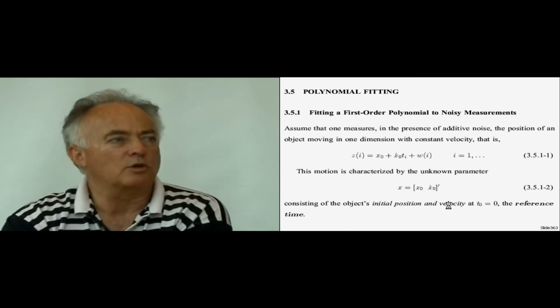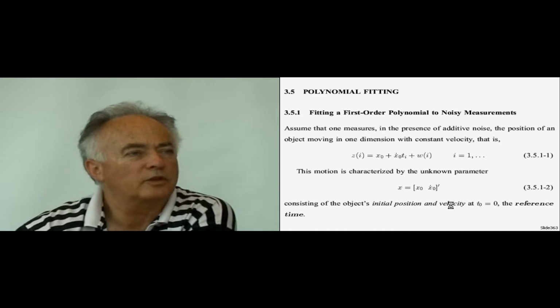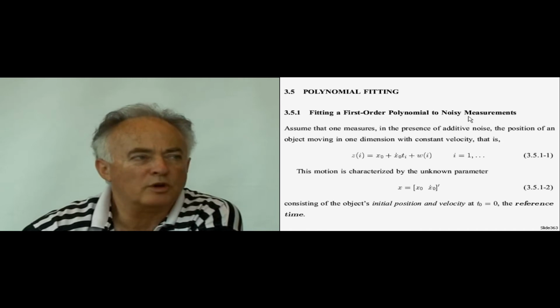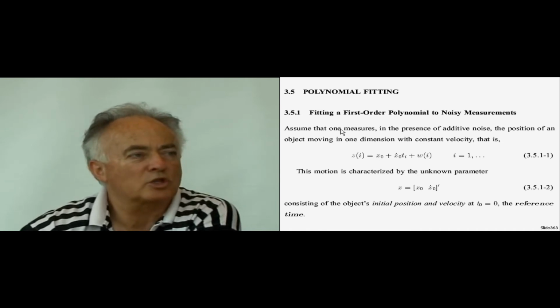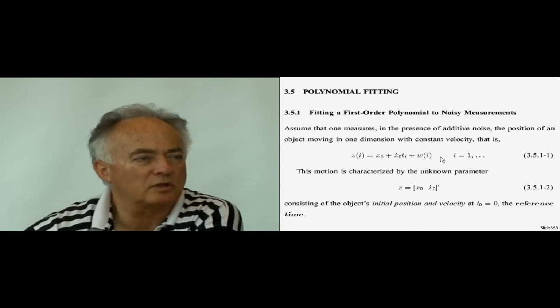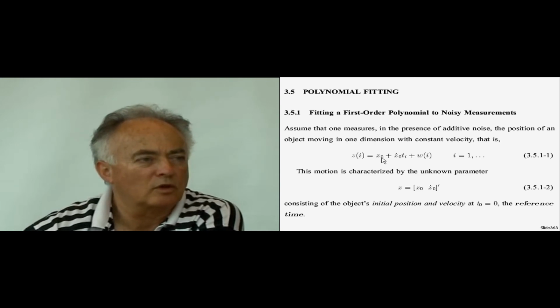The next topic we are going to consider now is polynomial fitting of a number of data points. These will be noisy data points or noisy measurements. Assume now that we measure, in the presence of additive noise, the position of an object moving in one dimension with constant velocity. The motion is given by initial position x0 and velocity x0 dot. So the position at time ti is x0 plus x0 dot ti.